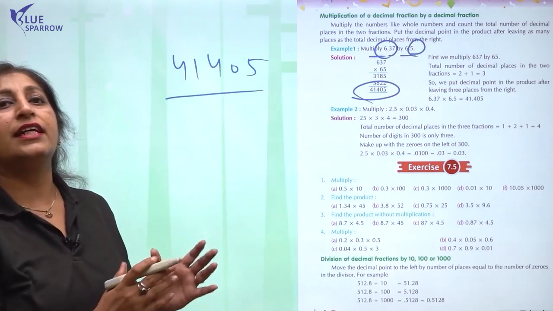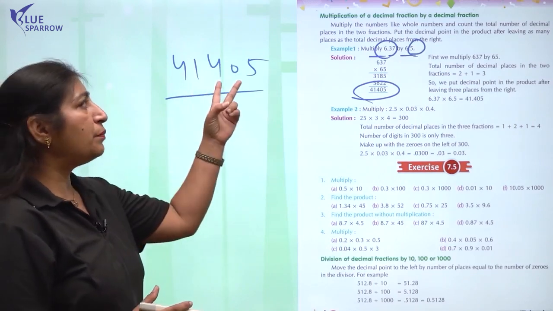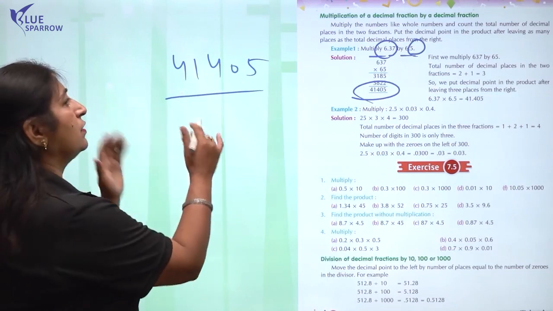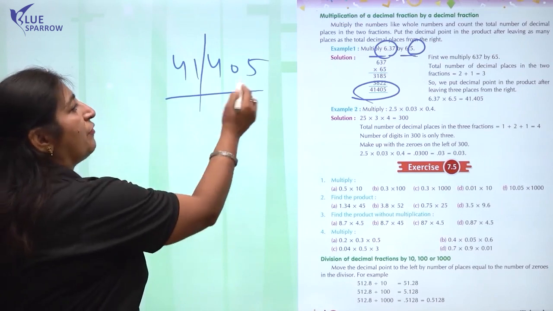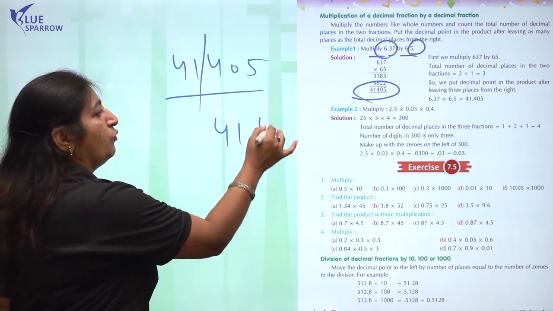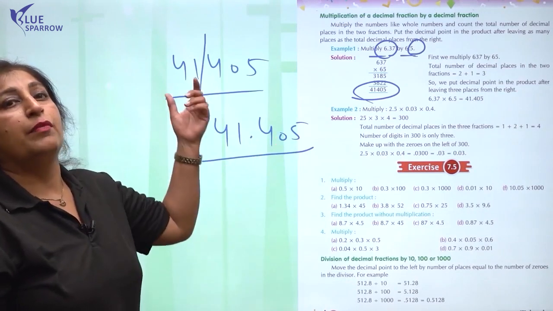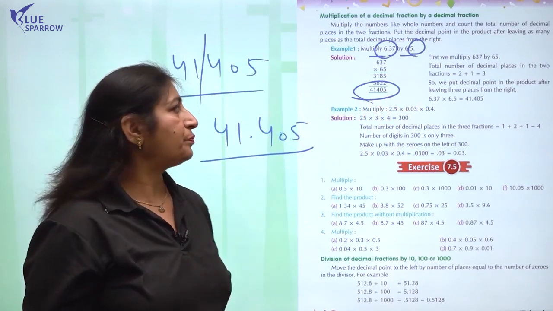Just add the decimal places. 2 plus 1 makes 3. So you would leave 3 places to make the decimal part of this product. So the decimal would be placed over here, after leaving 3 places from the right side, and this would become 41.405. This is the answer in case of multiplication of a decimal fraction by a decimal fraction.